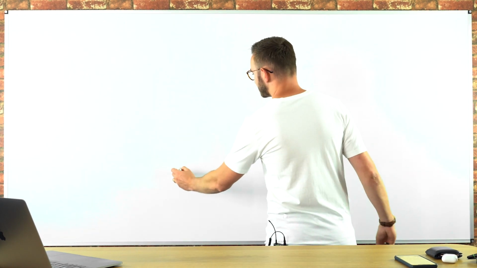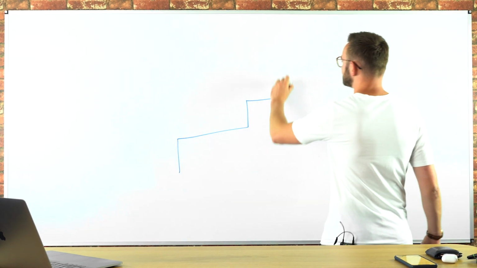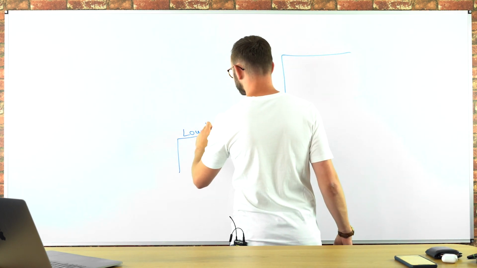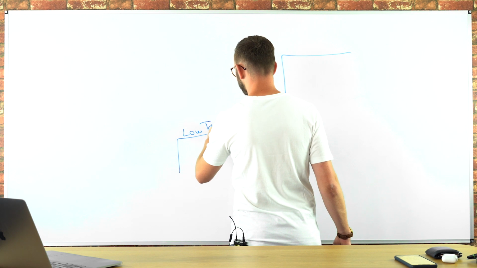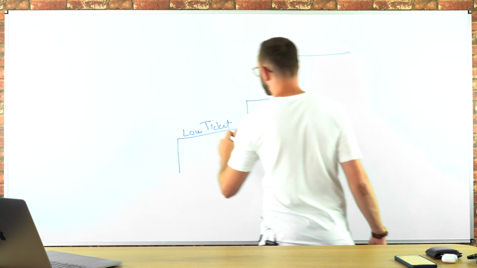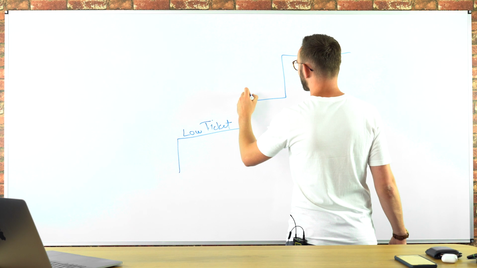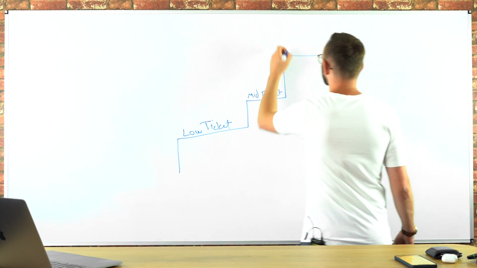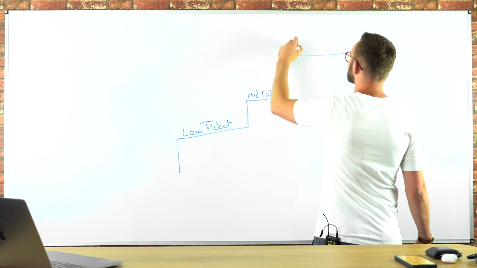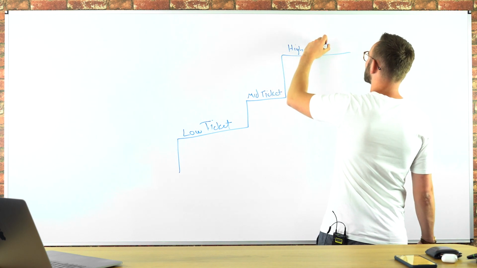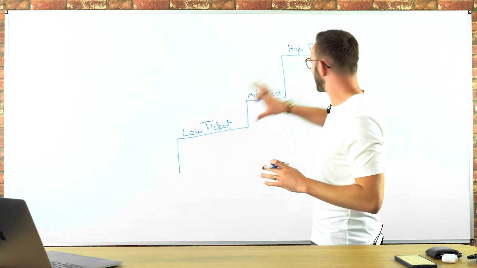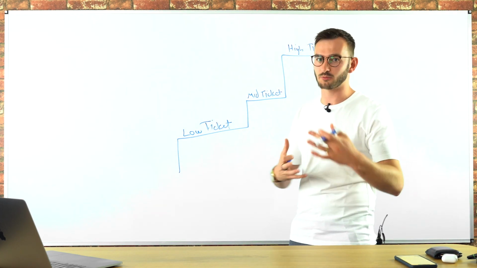You've got this little stepping stone here, okay? And we've got low ticket here. Whoopsie, can't spell ticket. You get the idea. Low ticket there, okay? We've got mid ticket here, and then you've got high ticket here. So firstly, let's talk a little bit more about where these are used and how they're used, and then we'll talk about where you start.